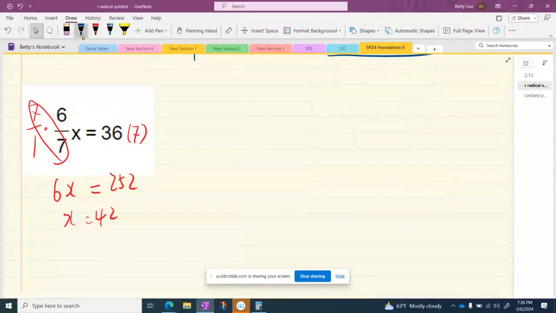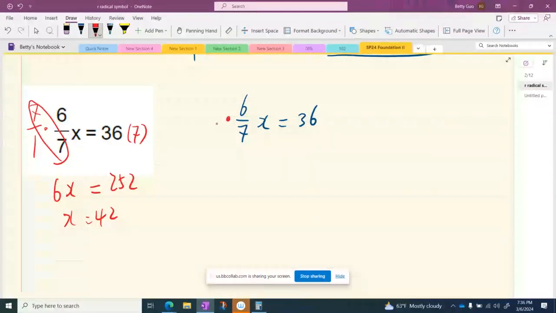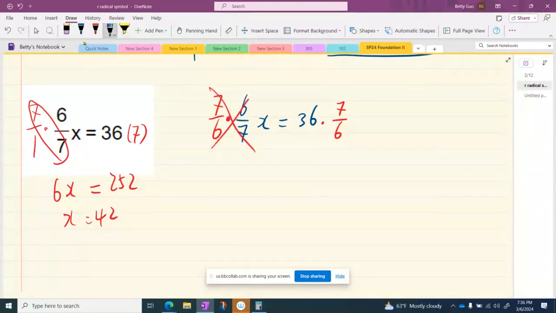Or you can do this. The original equation is 6/7 x equals 36, right? You identify the coefficient is 6/7. The reciprocal is 7/6. So you're going to multiply both sides by 7/6. By the butterfly method, cancel, cancel. We have x on the left side by itself. On the right side, we have 36 times 7/6. Even the calculator doesn't do fraction.